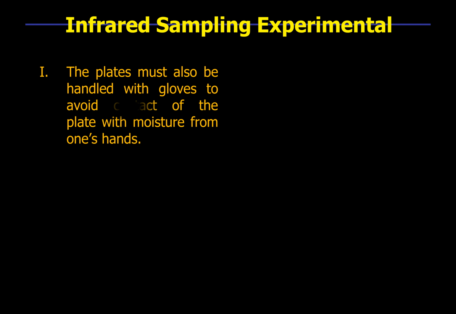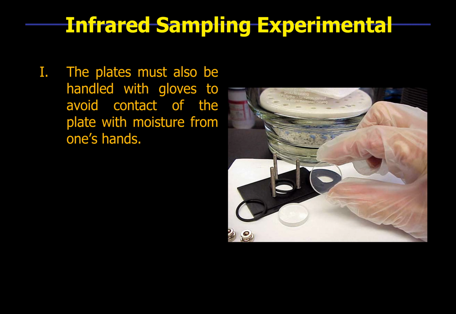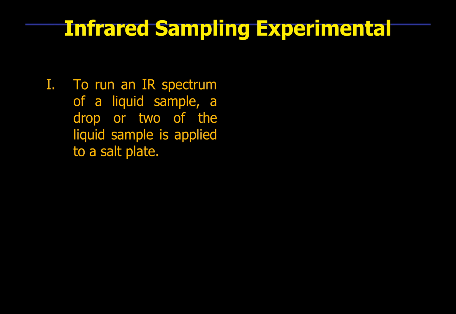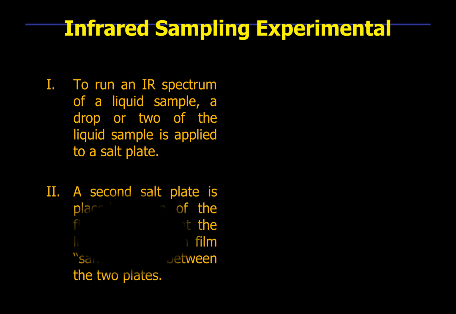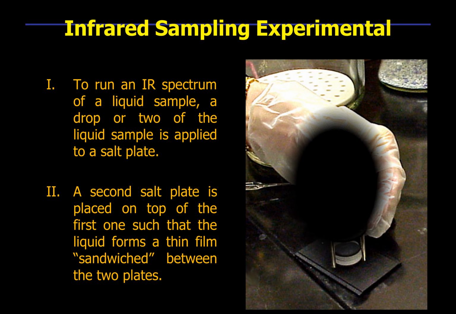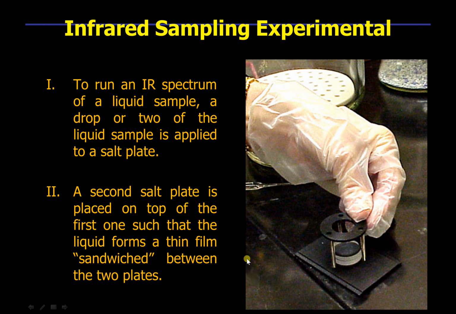Let us continue with the experimental. The plates must also be handled with gloves to avoid contact of the plate with moisture from one's hands. Fine, they should be handled with gloves. To run an IR spectrum of a liquid sample, a drop or two of the liquid sample is applied to a salt plate, and a second salt plate is placed on top of the first one, such that the liquid forms a thin film sandwiched between the two plates, and then this is put, as I told you, and this is bolted.